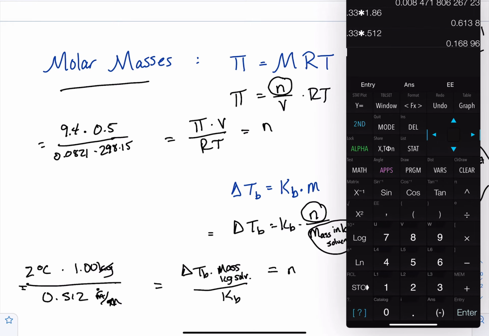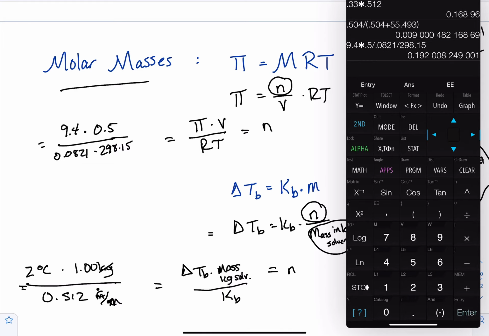So I'm going to go ahead and solve both of those. The top one is 9.4 times 0.5 divided by 0.0821 divided by 298.15. So that number gives me 0.192. I could round it to just the 2 sig figs, 0.19 moles.